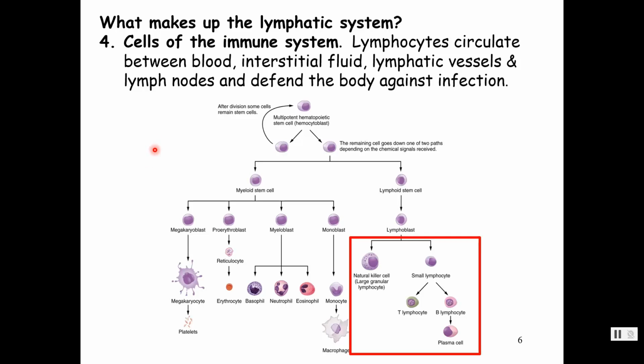The cells of the immune system, we know that they're white blood cells. We talked about some of them already, but notice lymph is in the word and lymphocyte is in this word. And so it's going to be these lymphocytes, the T cells and the B cells. They're going to circulate between the blood, the interstitial or tissue fluid, lymphatic vessels, and lymph nodes, all the while defending our body against infection.